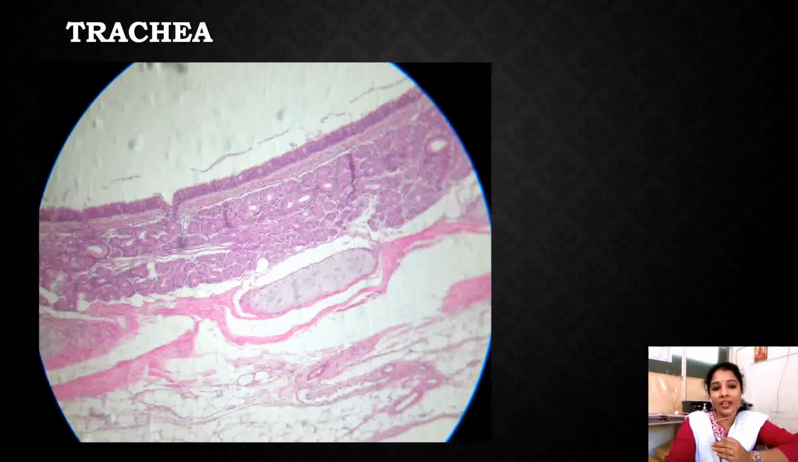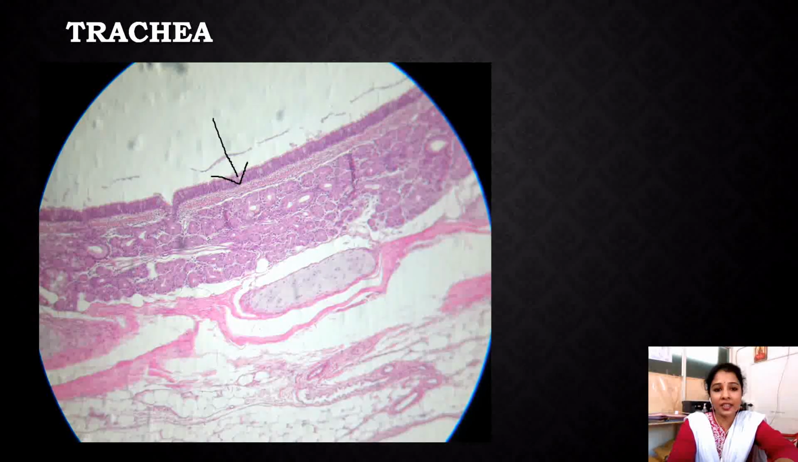The internal lining of the trachea is lined by pseudo-stratified ciliated columnar epithelium. Pseudo means false, stratified means layers. So here the epithelium appears to be many layered, but it is a single layer of columnar cells. Because of the nuclei which are present at different levels, we see it as stratified. So here is the pseudo-stratified ciliated columnar epithelium.